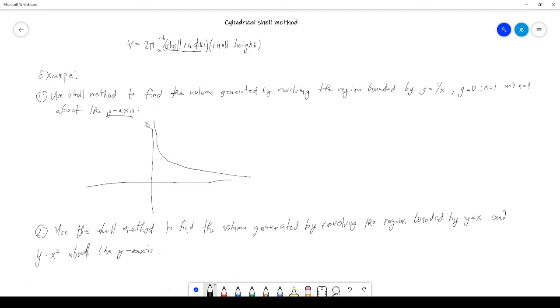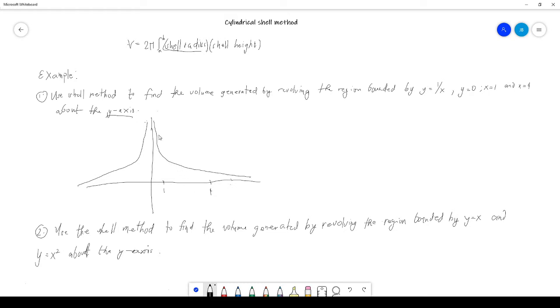Okay, so same goes here. Like that. Okay, so again, the limit is from 1 to 4 in x. So let's say this is 1 and this is 4. So only this region here is where we're going to find the volume.